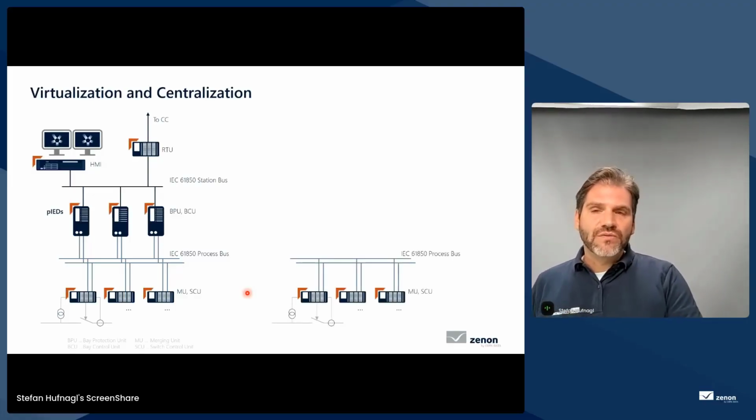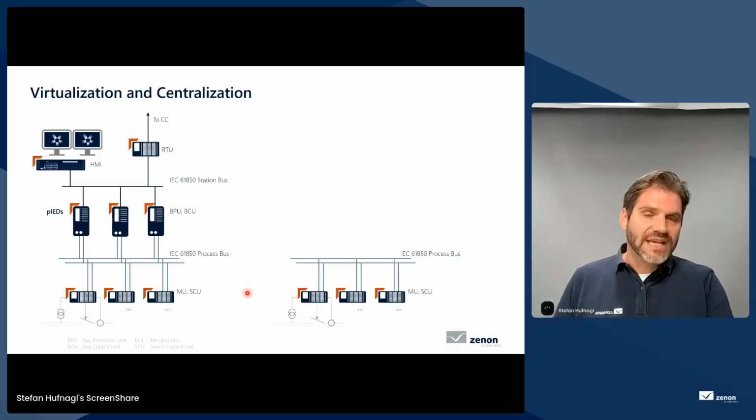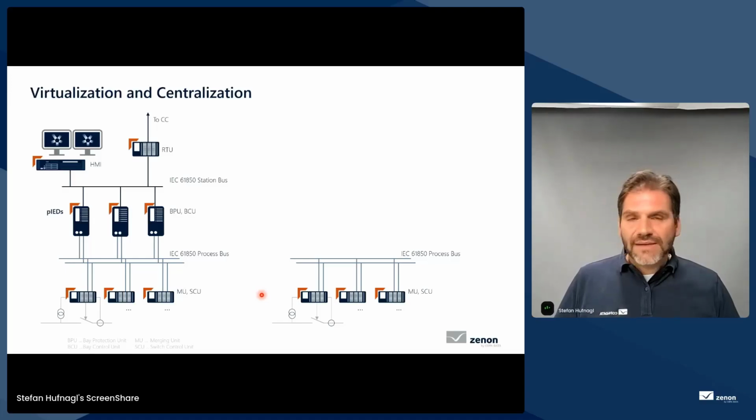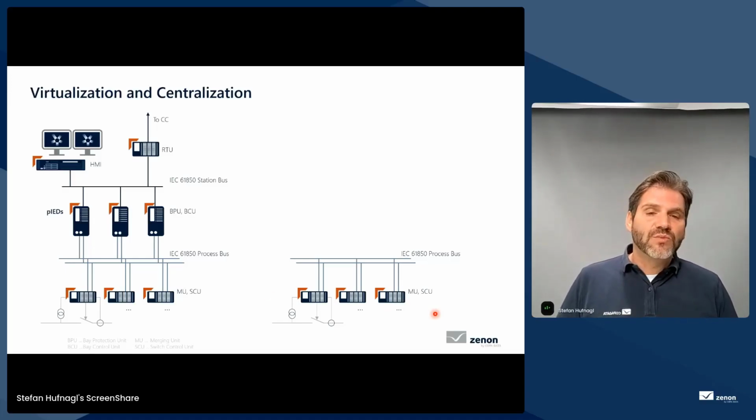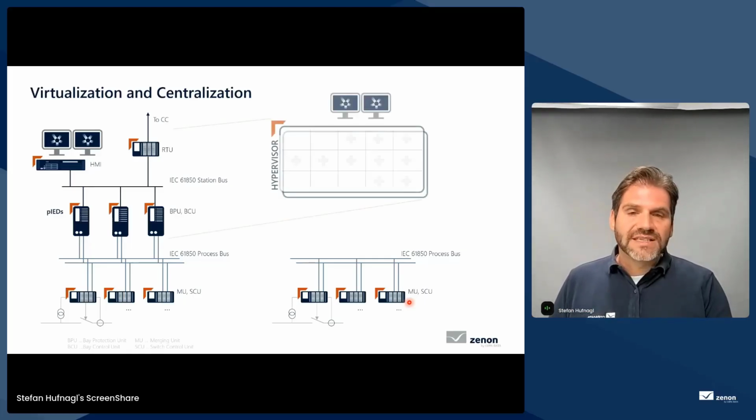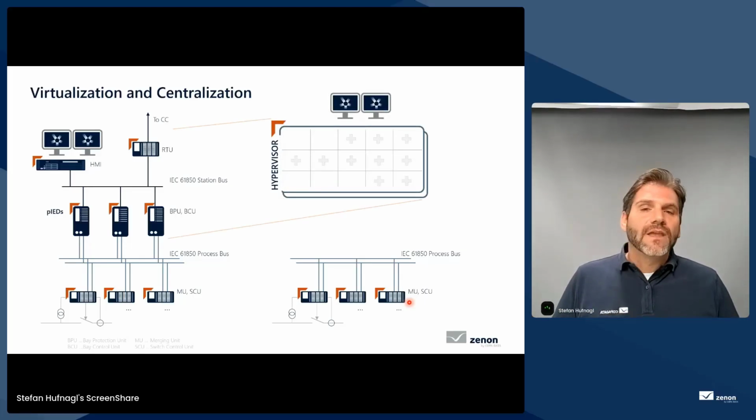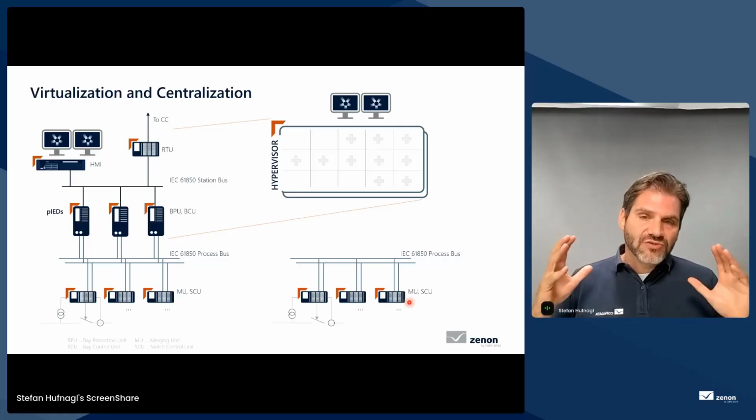Now, if we move over to a virtualized and centralized paradigm, first of all, the lower level, the primary level, would be more or less the same. We would still have our merging units, our switch control units, which provide us hopefully with a standardized 61850 process bus. But above that, we would install a central hypervisor.